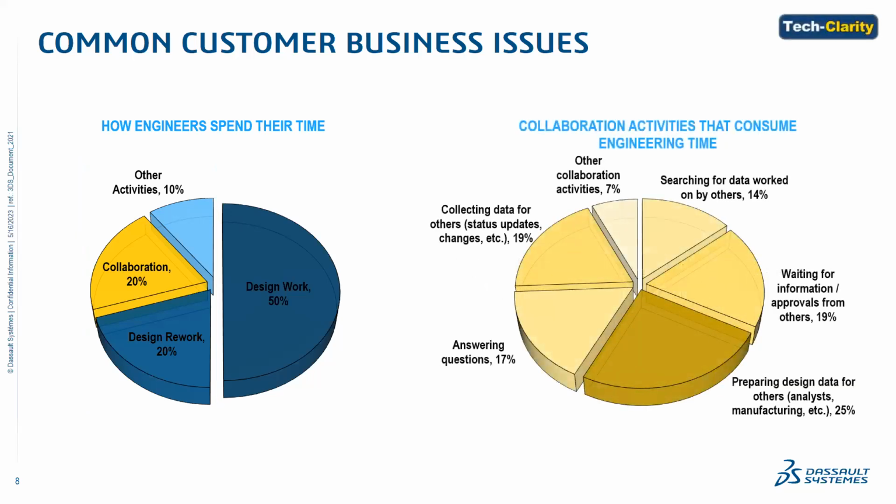So if you break that down, a lot of times it really comes down to collaboration and communication. It's searching for information, waiting for information, preparing information for others for meetings, answering questions, waiting for updates, etc. A lot is lost due to friction here.